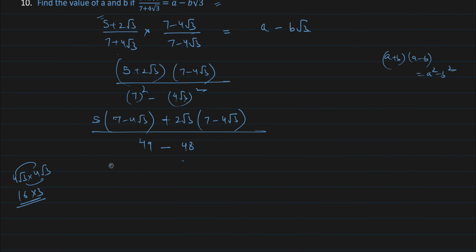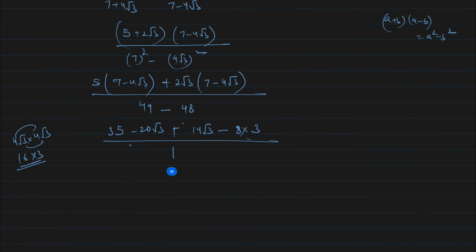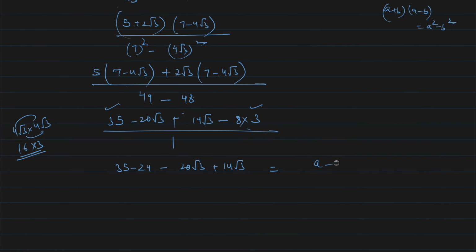Now 5 into 7, let's multiply, 35. 5 4s are 20 and root 3 is there. So 2 root 3 into 7 will be 14 root 3, then minus 2 4s are 8 and root 3 into root 3 is 3. Then this is 1 in the denominator. Here like terms: 35 and 24. So 35 minus 24 minus 20 root 3 plus 14 root 3 equals, it was a minus b root 3, right? Now, what is 35 minus 24? So that's 11 minus 6 root 3.